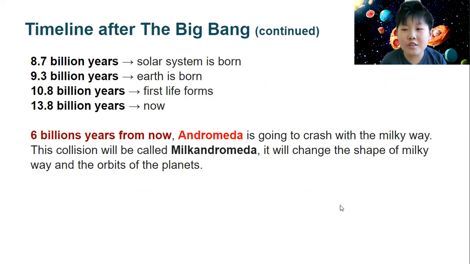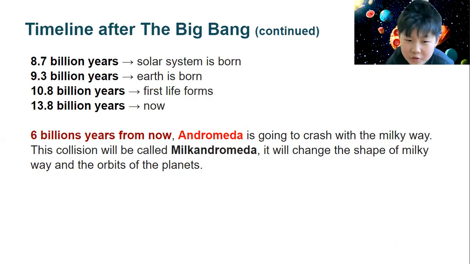8.7 billion years later, the solar system is born. Woohoo! That's a very, very important achievement. 9.3 billion years ago, Earth is born. That's very good because we live on Earth. 10.8 billion years, first life forms. Well, that's good because if we didn't have a life form, we wouldn't exist. 3.8 billion years is now.